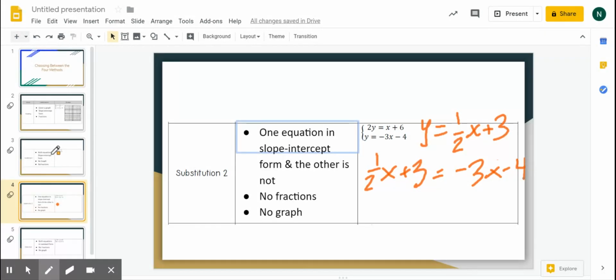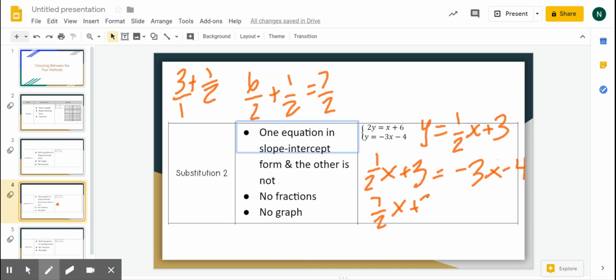Okay, next we can add a 3x to each side. Right, so we can add a 3x to 1/2. So we need to figure out what is 3 plus 1/2. Well, we can rewrite 3 over 1 by multiplying it by 2. So we can rewrite 3 over 1 as 6 over 2 plus 1/2, which would be 7/2. So if I add 3x to 1/2, I get 7/2 x plus 3 equals negative 4.